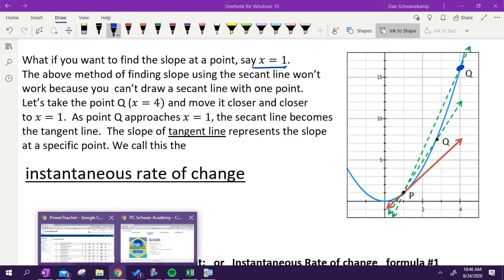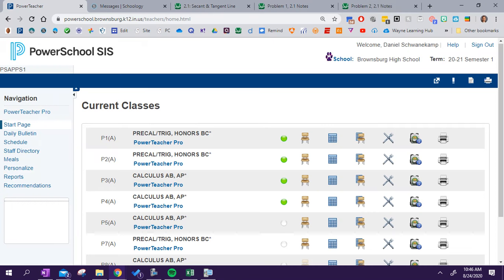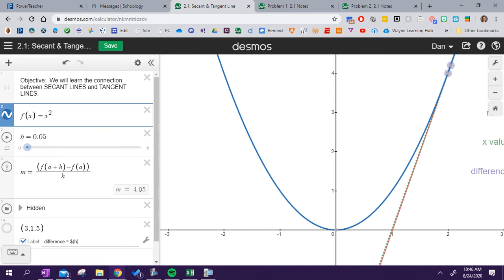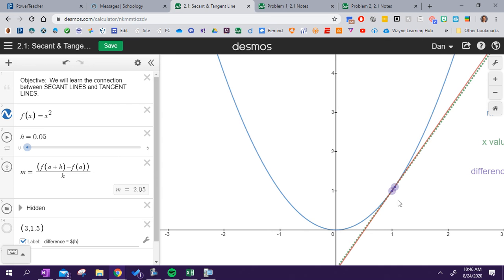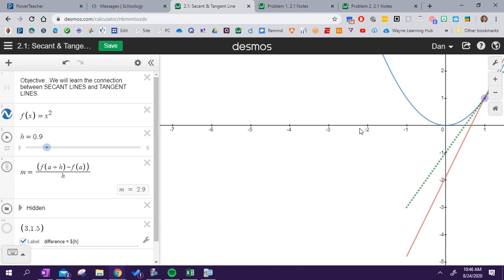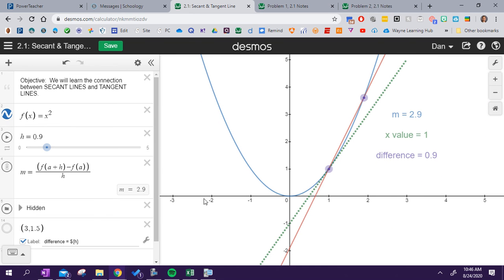Okay? So look at this graph. All right, so think about what we're trying to do. We're trying to find the slope at 1. We've got these two dots. So right now they're far away. The red line and the green line aren't very close. But if I make this second dot get closer and closer to my first dot, see how the red line and the green line are getting closer and closer to each other. The slopes are getting closer and closer. The difference between the two dots is getting smaller and smaller.